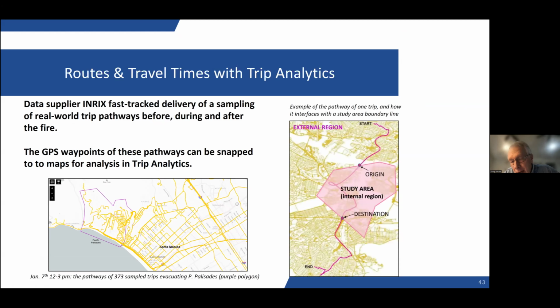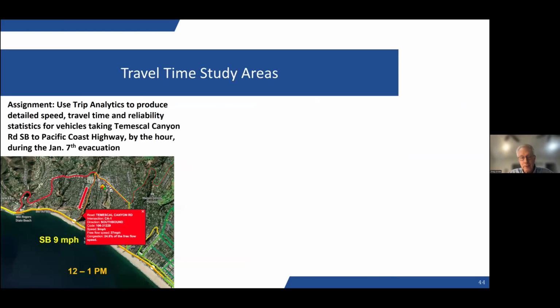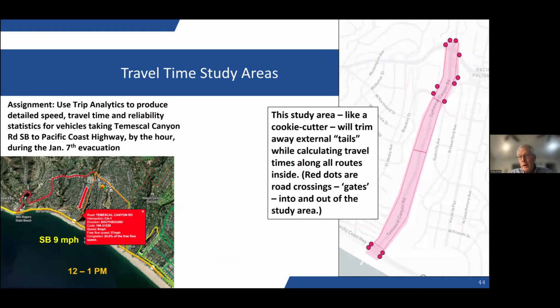What we can do to get travel times is make a study area that we put a boundary around, and then we can trim away anything that's not inside the study area. So when we get travel times, it's like getting floating cars through the study area from one end to the other. If we're trying to test southbound Temescal Canyon Road, we can make a study area that's going to trim away any part of a trip that's not inside the study area.